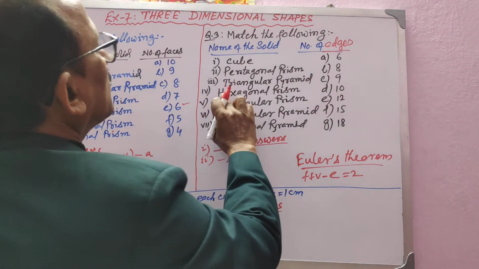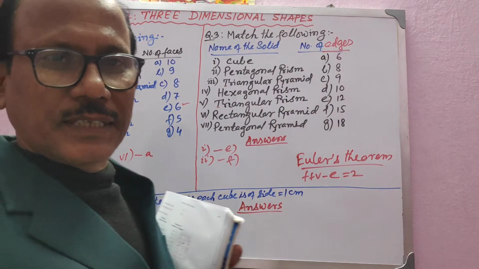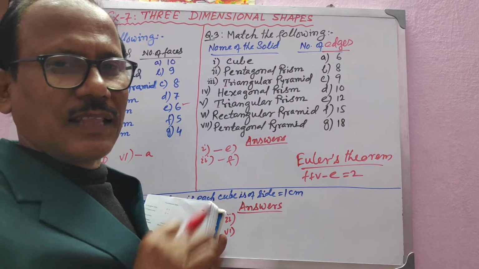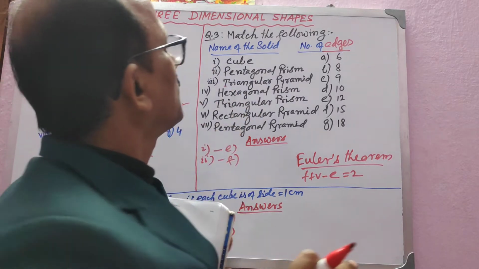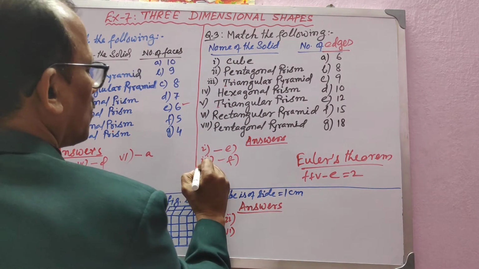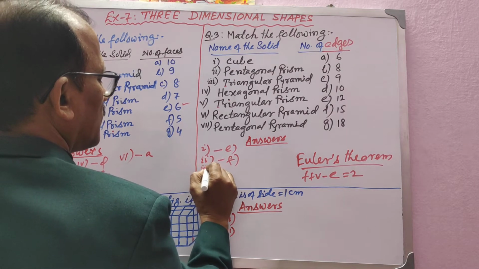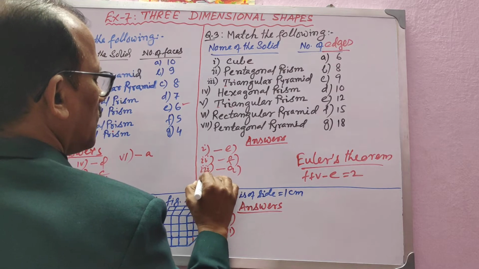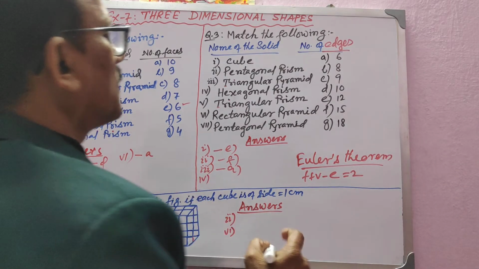Next one is the triangular pyramid. The base has 3 edges, and then it will be drawn into 3 edges. 3 plus 3 is 6. So it will be matching with A. Okay. Now the fourth one will be matching with what?